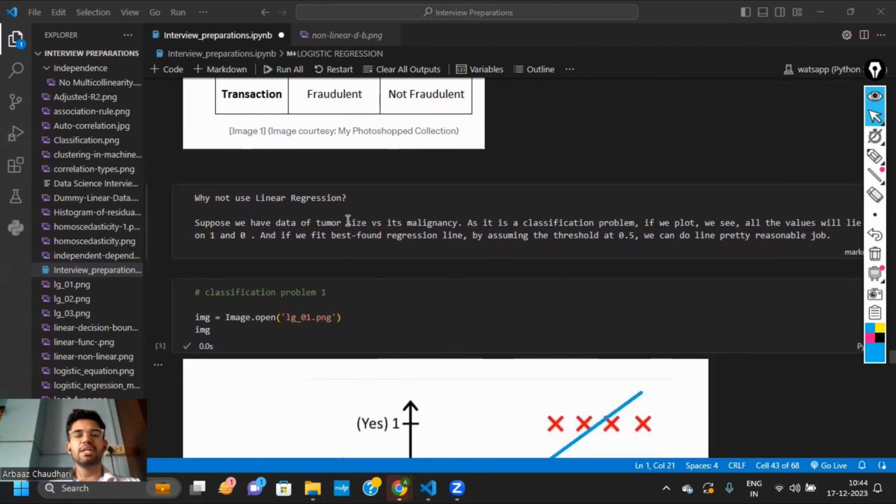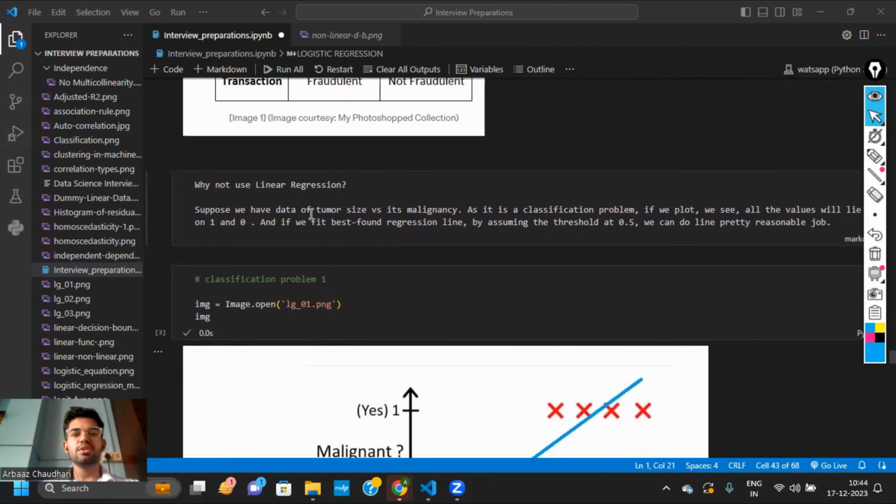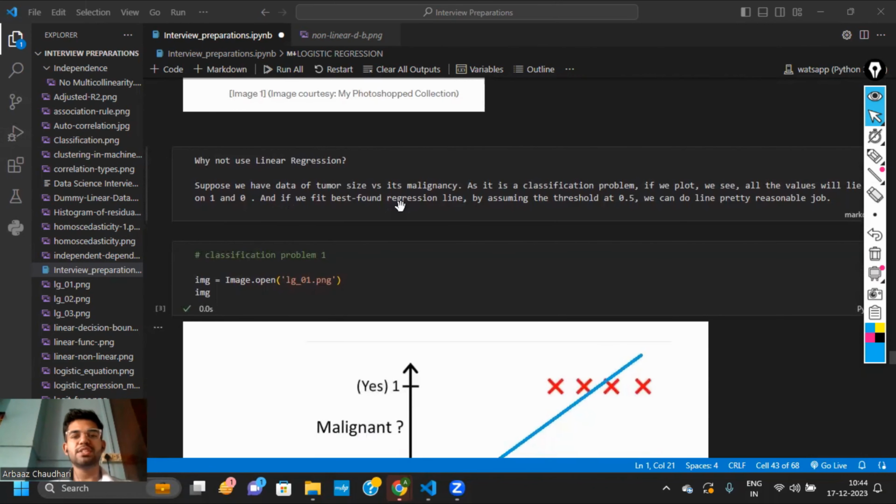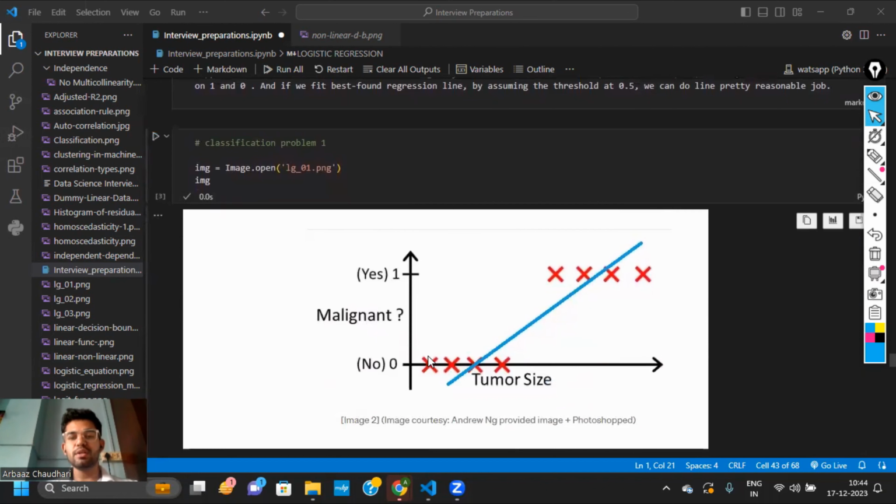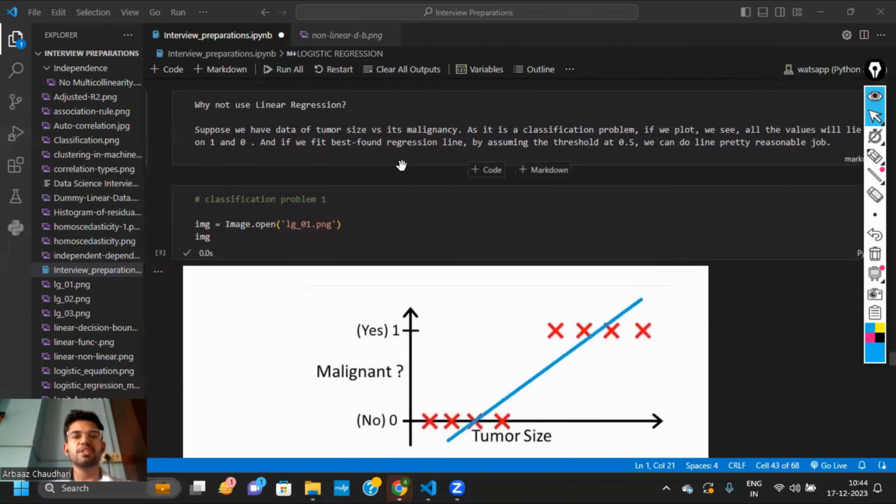If linear regression and logistic regression are the same, why can't we use linear regression only for this binary classification problem? That is the question. So let's see. Suppose we have data of tumor size and its malignancy. The data points are tumor size and malignancy: the patient is having a malignant tumor, yes or no.